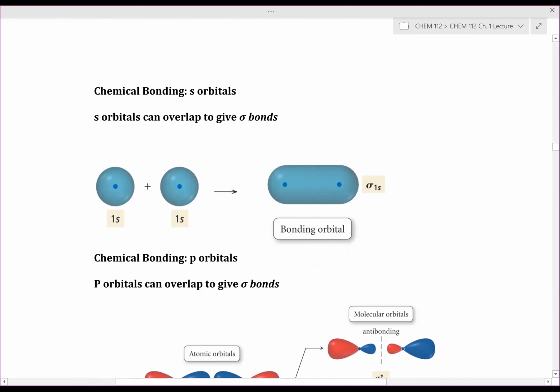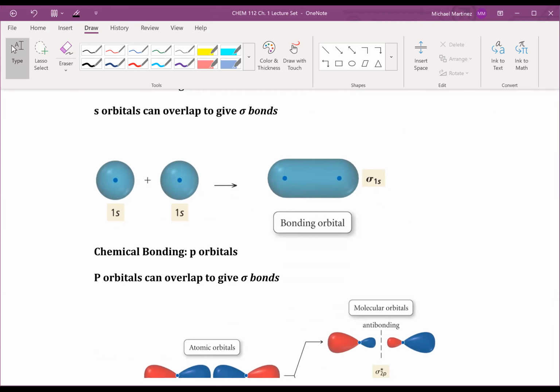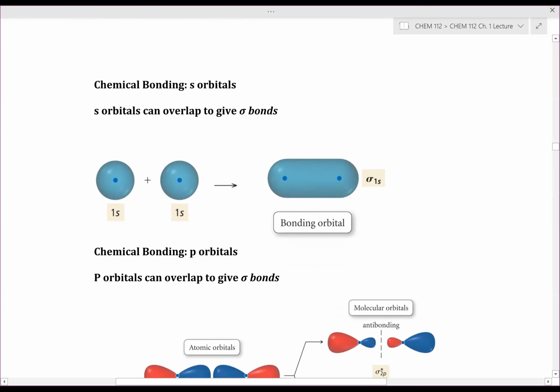So, let's do a deep dive now into our s orbitals. How can our s orbitals overlap productively? So, s orbitals can only overlap in one major way. They can overlap to give sigma bonds. So the s orbitals can overlap, and you get a bonding orbital and an anti-bonding orbital. S orbitals can only form sigma bonds. This is your stereotypical example looking at the hydrogen-hydrogen single bond.